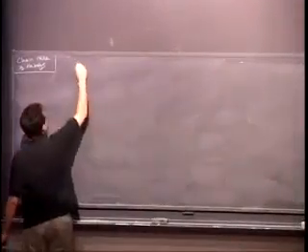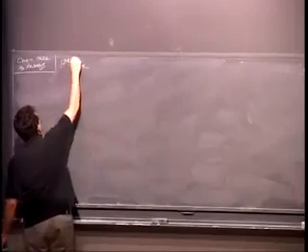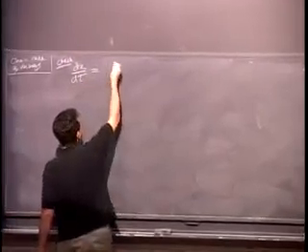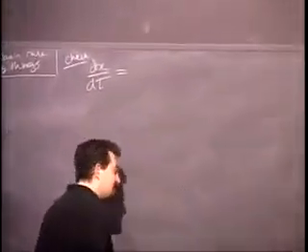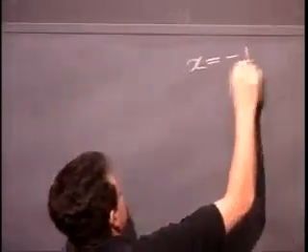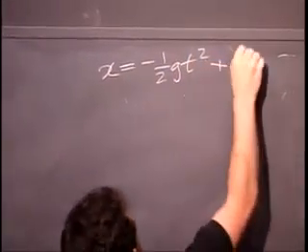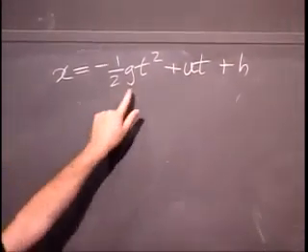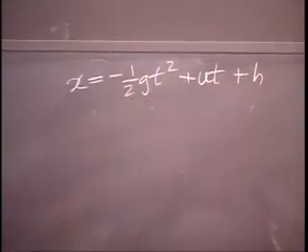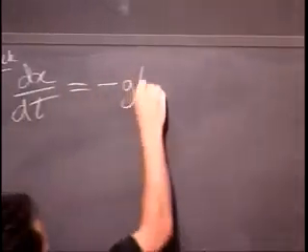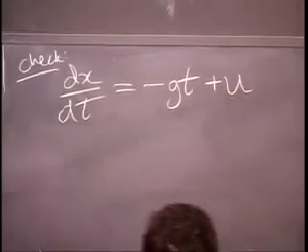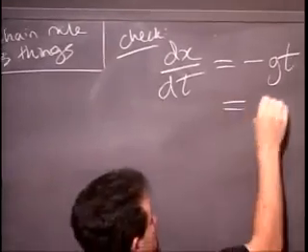If this is to work, I ought to be able to take dx dt. So this is a check. dx dt is what? Well, x equals minus a half gt squared plus ut plus h. So I need to differentiate that with respect to t. The g is constant, so I get the 2 coming out there, and I'm going to get minus gt. The derivative of ut is just u. h is constant, so it goes away. And guess what? That is exactly the expression I wrote down for v.